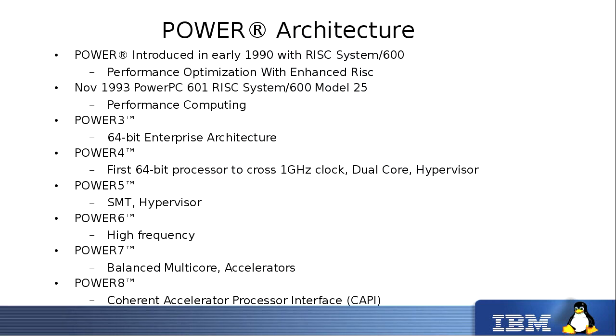Power 6 was again a very high frequency processor. I think we hit 4 GHz there, which was a big thing at that point of time. Power 7 introduced balanced multi-core, and it also started introducing the concept of accelerators, things which we can accelerate off-core. In Power 8, we started introducing something called Coherent Accelerated Processor Interface, which is CAPI, working around Moore's law limitations and trying to improve application performance using accelerators that have coherent access to memory. Power 8 also saw us opening up the hardware completely in the form of open source hardware design and open source firmware, end-to-end open source under the OpenPOWER umbrella. And we have Power 9 coming up soon.